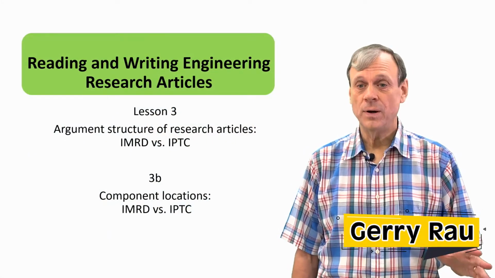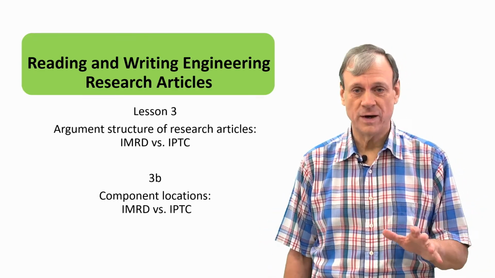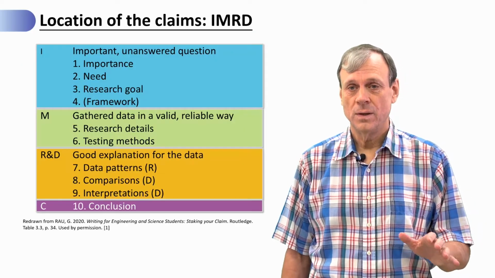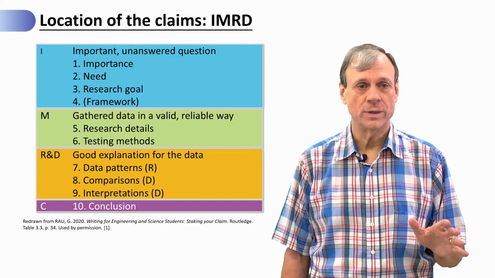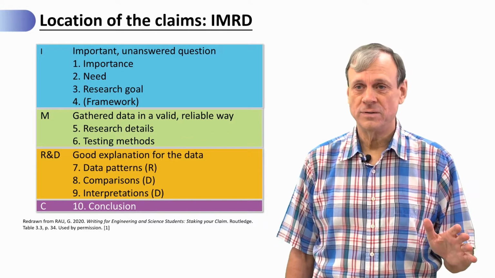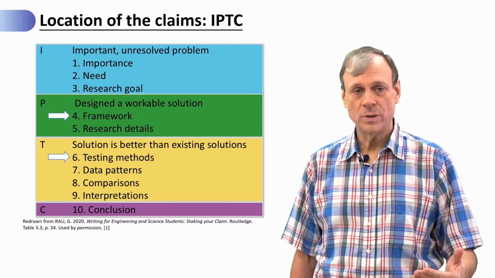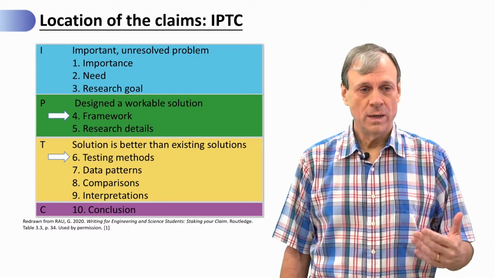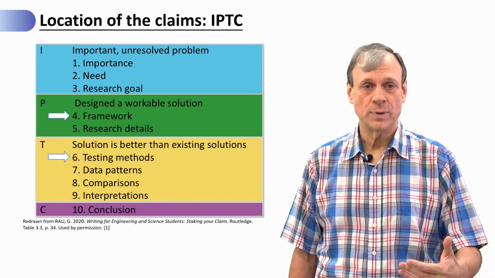Okay, in the second part of this lesson, we're going to look at the 10 components that we identified in the first part and find out where they occur in the articles. Remember, we said that each of those 10 components tends to occur in a certain division. In IMRD, these are the divisions as a summary, and in IPTC, they tend to occur in the same order, but in a slightly different division. Now I'm going to let my graduate students tell you whether that's true in their exemplar articles.